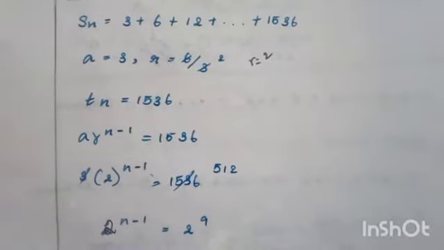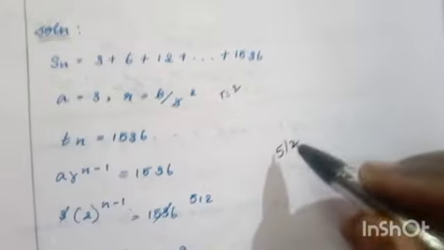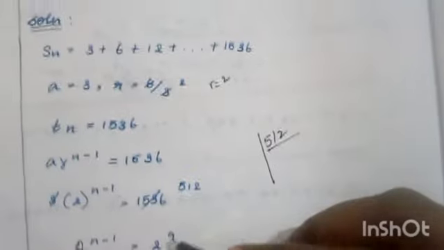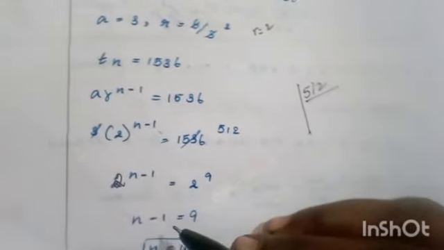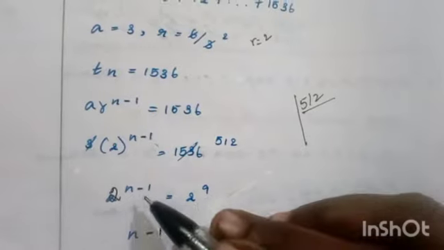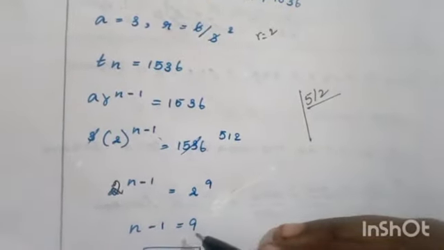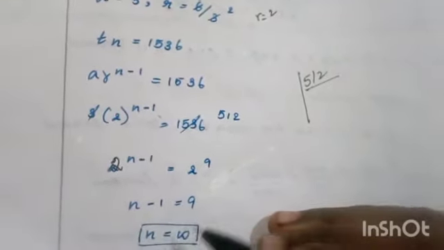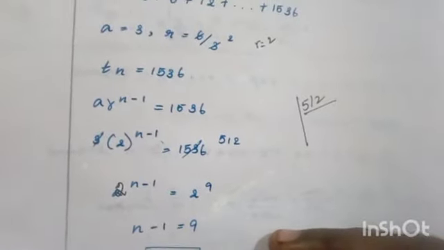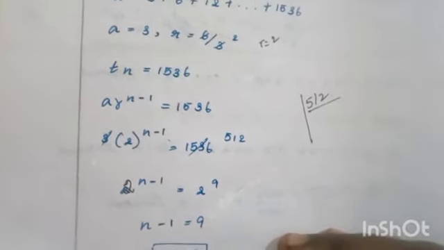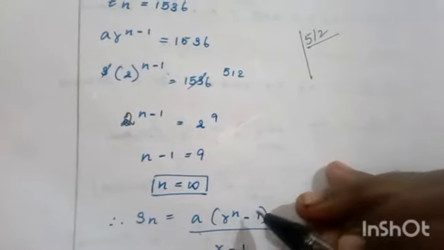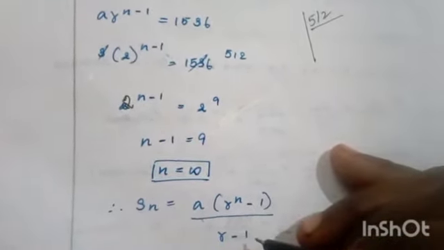2 power n minus 1 equal to 2 power 9. So this 512, you have to use the factorization method, you get 2 power 9. Now the bases are same, so we have to equate the powers, so that is n minus 1 equal to 9. So n equal to 9 plus 1, 10. So n equal to 10. Since r is greater than 1, Sn formula, Sn equal to a into r power n minus 1 by r minus 1.